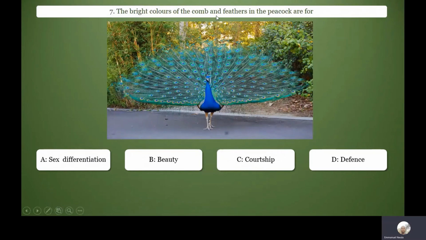The bright colors of the comb and feathers in the peacock are for courtship. The male peafowl, which we call the peacock, is brightly colored. You see the tail feathers, very colorful. They use that to attract the female. To attract the female is courtship. So number 7 is C, courtship.